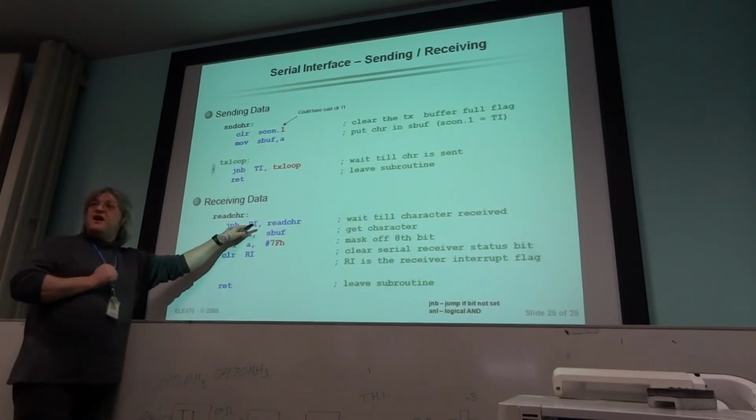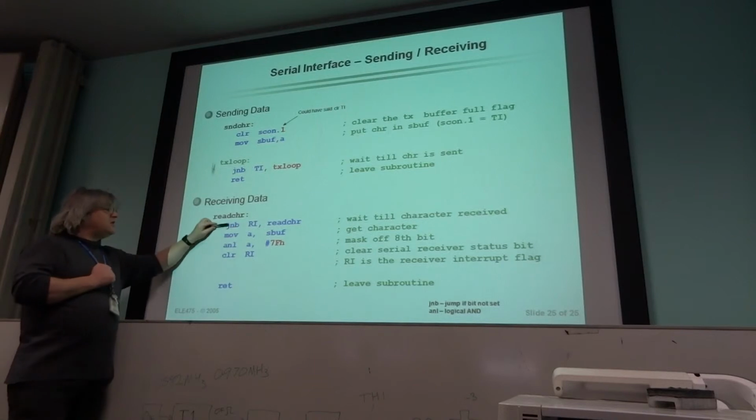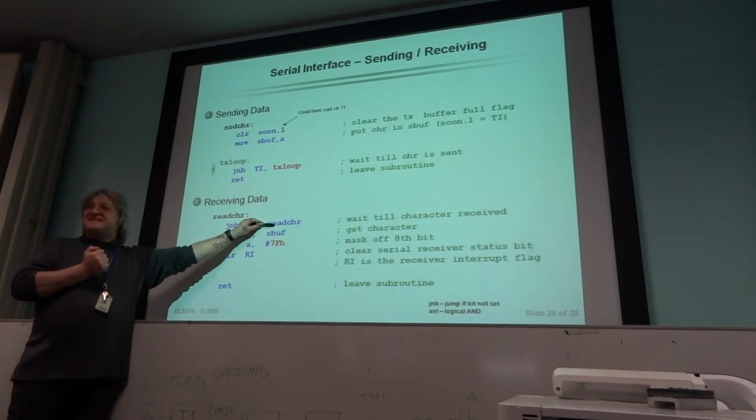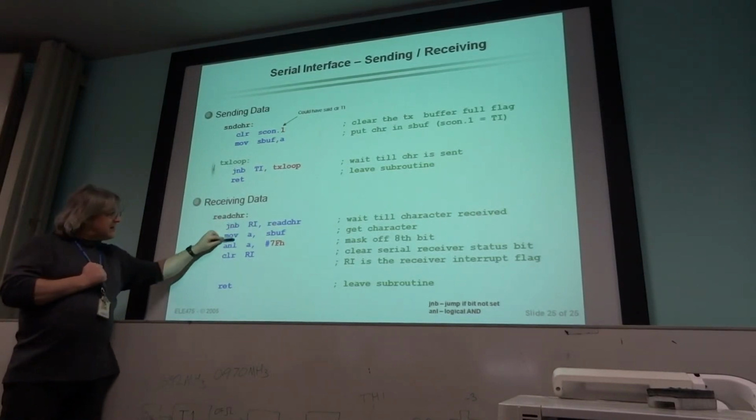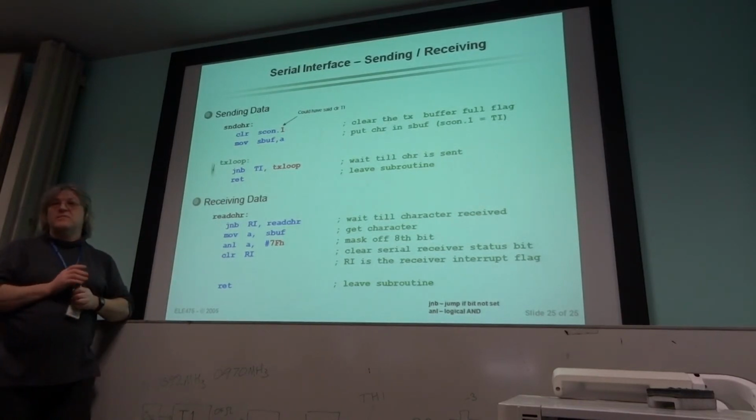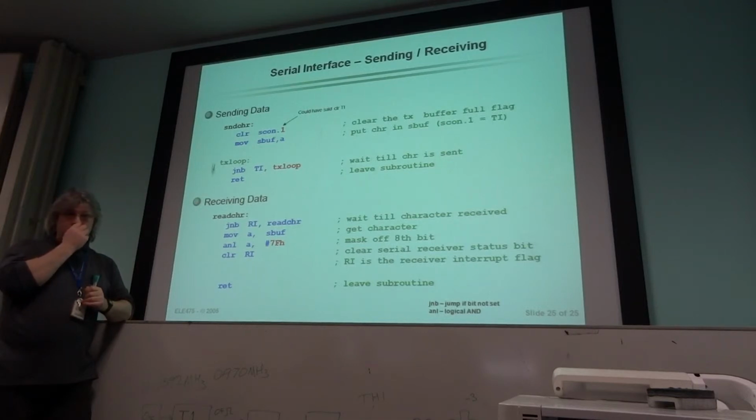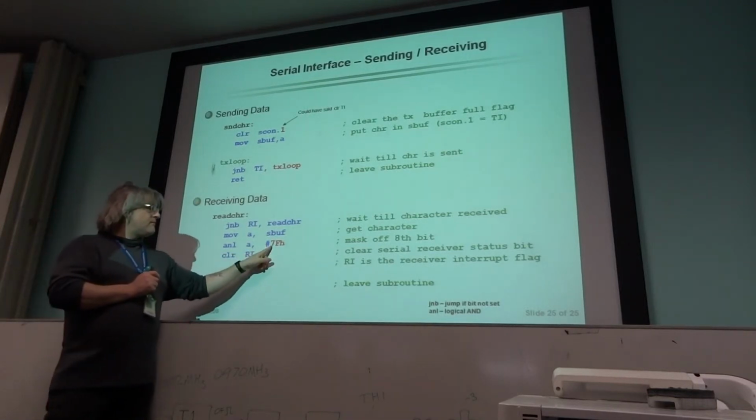However, when this flag goes high because something arrived, you won't perform this jump because the bit is set, in which case you just carry on down here. Yeah? How does the hash 7FH mask off the ASCII's 8 bits?